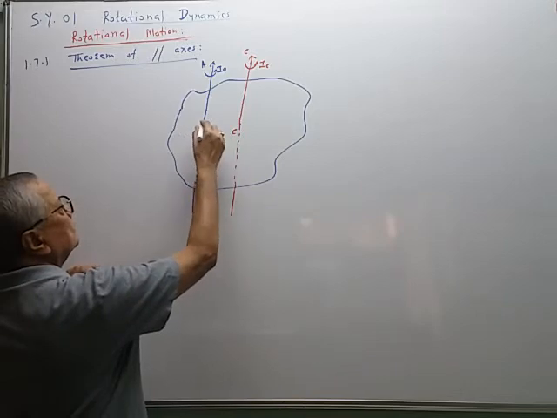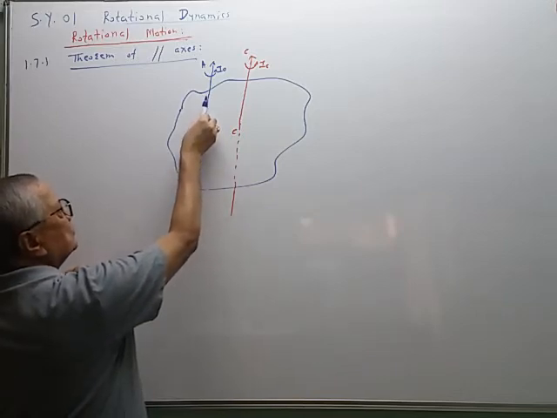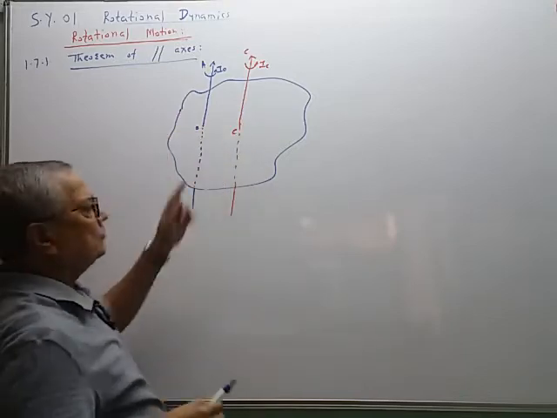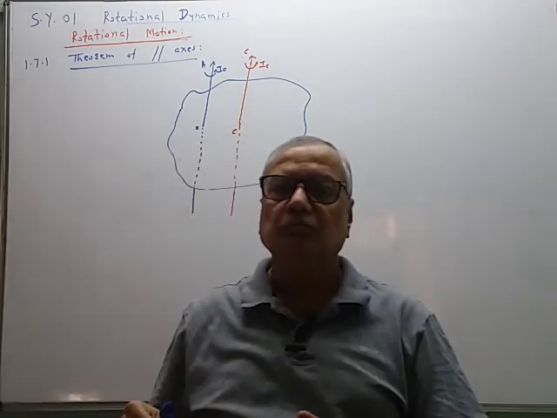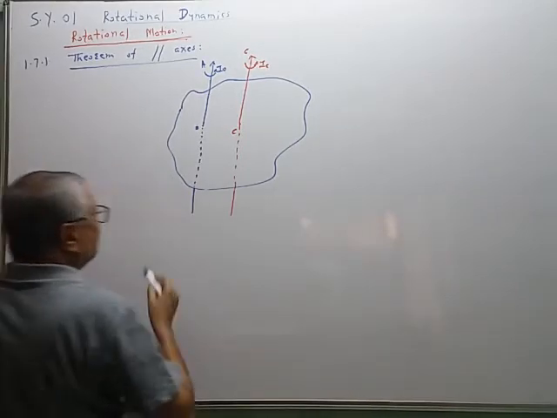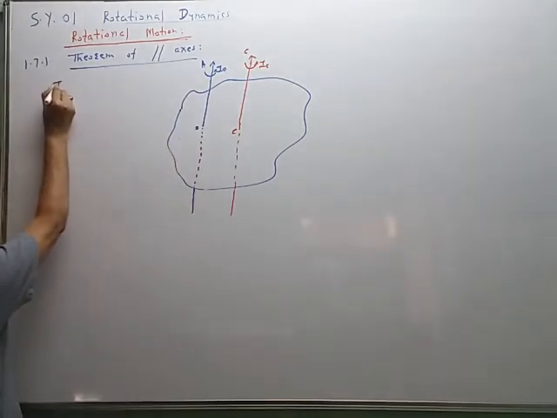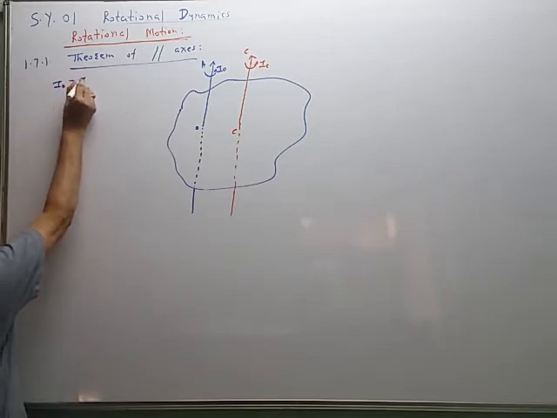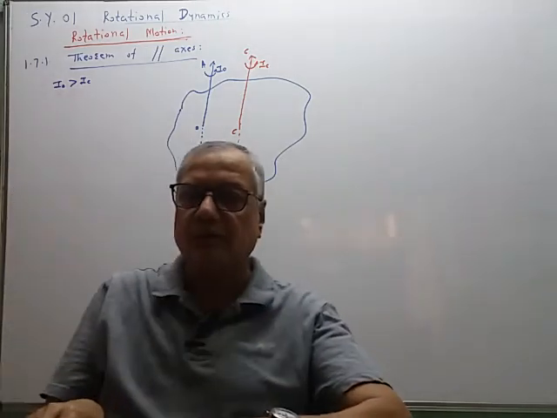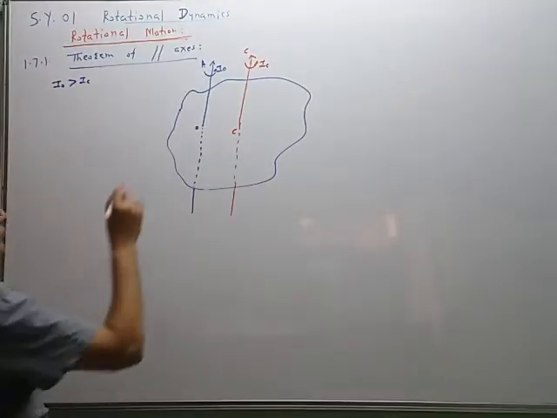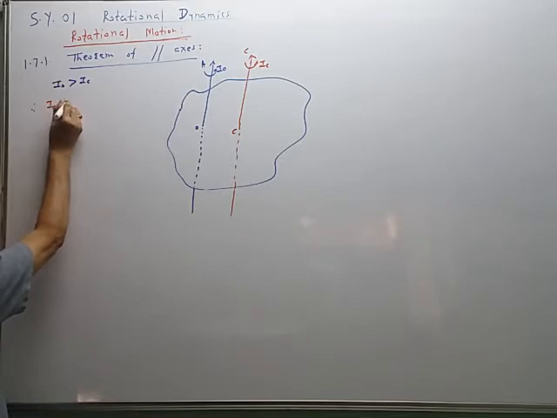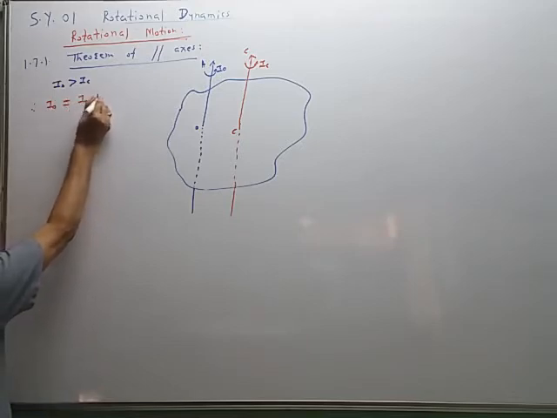Now this axis passing through the point O can even be taken outside the body. So as we move away from the center of mass, C being the center of mass, the moment of inertia goes on increasing. So normally IO is found greater than IC, because we are moving away from the center of mass, and therefore IO is equal to IC plus something.